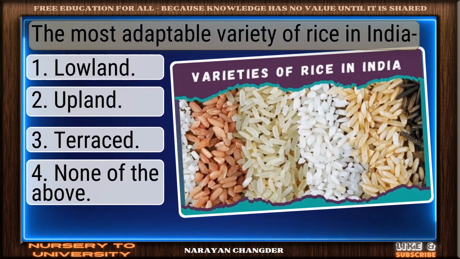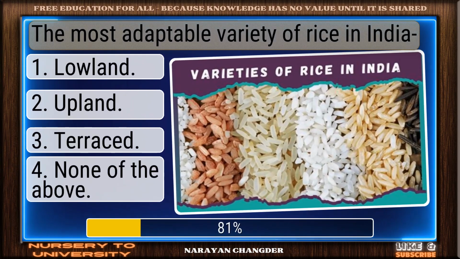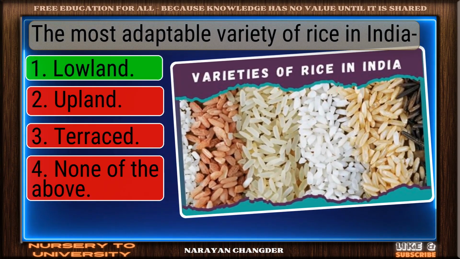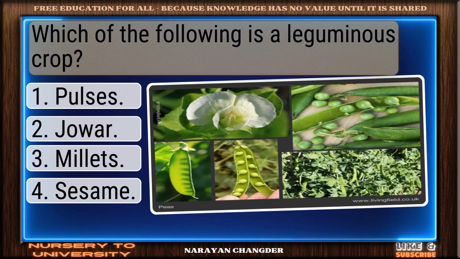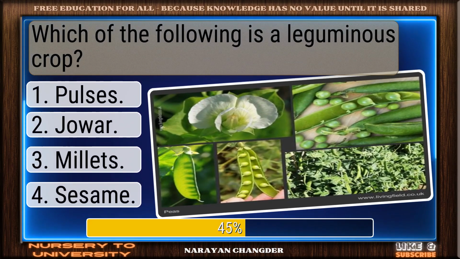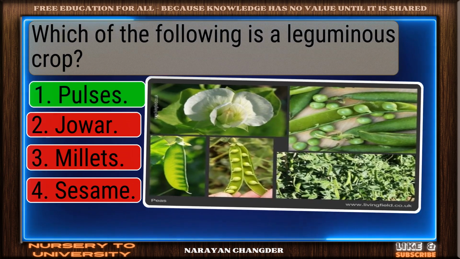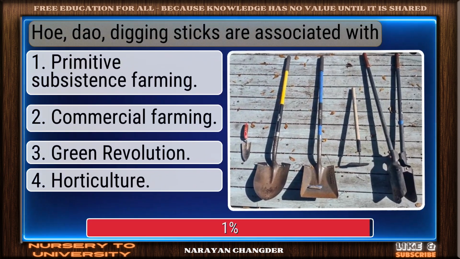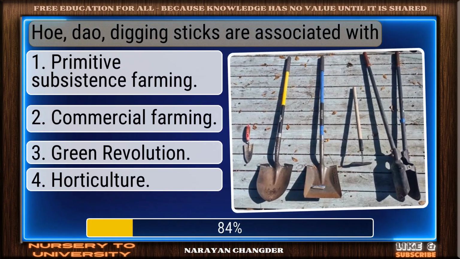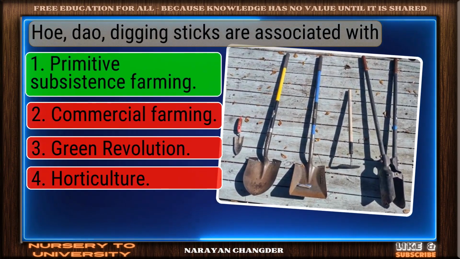The most adaptable variety of rice in India. Excellent. Lowland is well reasoned. Which of the following is a leguminous crop? Well done. Pulses is right. Ho Dao, digging sticks are associated with. You chose primitive subsistence farming, correct?